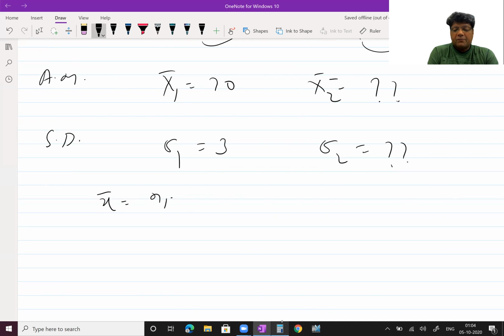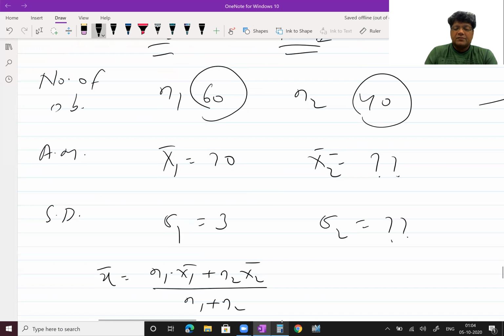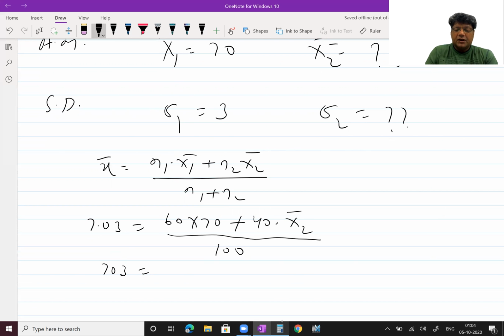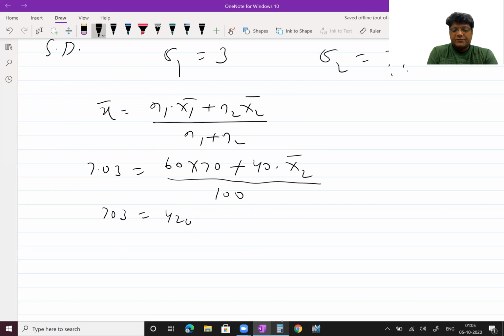Combined mean formula is N1 into X1 bar plus N2 into X2 bar divided by N1 plus N2. So the combined mean equals N1 60, X1 bar 70, 60 into 70, plus N2 40, X2 bar not known, we will calculate. Denominator 60 plus 40 will be 100. Cross multiplying, it will be 6500 equals 4200 plus 40 X2 bar.